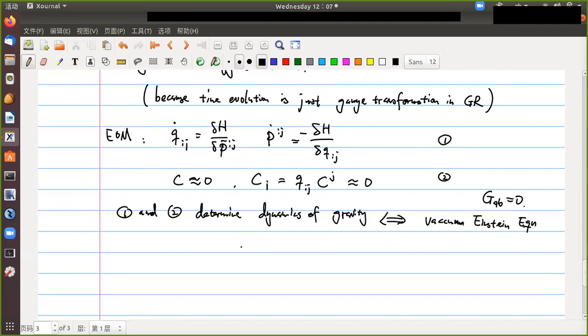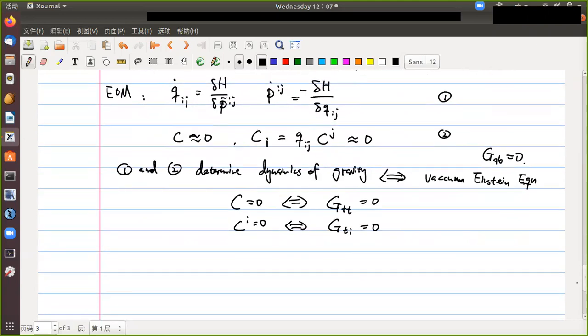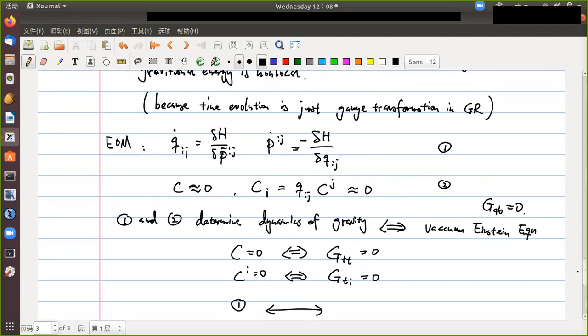And more precisely, what you can check is that C equals 0, the Hamiltonian constraint, is more or less equivalent to GTT equals 0, and Ci equals 0 is equivalent to GTi equals 0. And the evolution equation 1 is this Hamiltonian equation. The good thing about Hamiltonian equations of motion is that they are first order differential equations, but the price to pay is that you have both position variables and momentum variables.